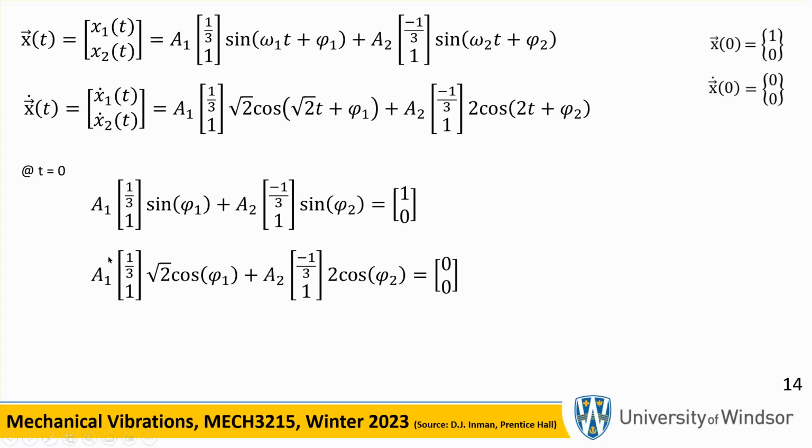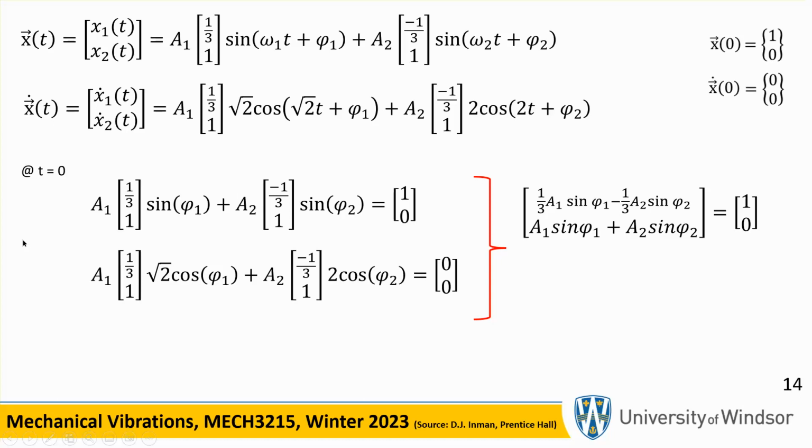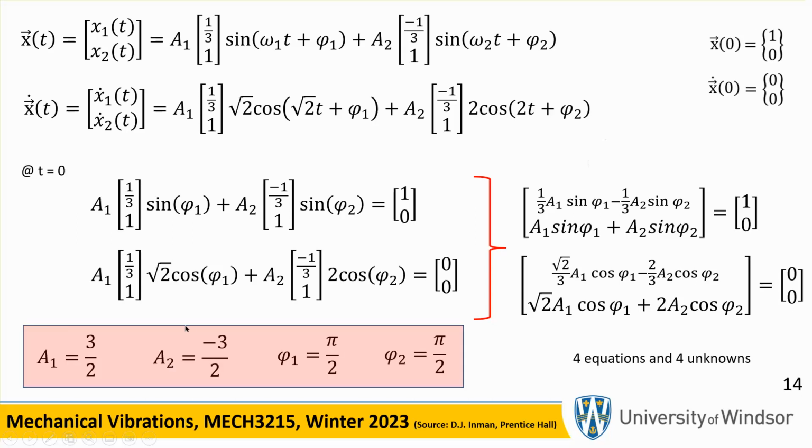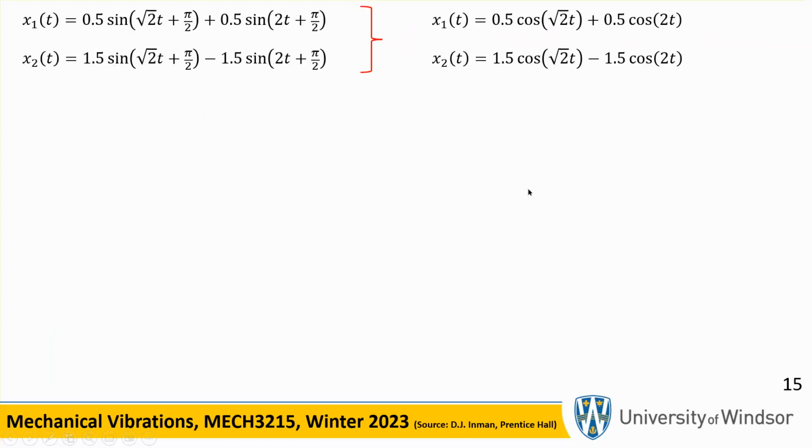4 equations, 4 unknowns. By hook or by crook, you have to solve it. This is one equation. These are 2 equations. These are the other 2 equations. This one is that top one. These 2 are that bottom one. Somehow you have to solve, and you're going to get this. So now that you have A1 and A2, you have the number A1 here, you have the number A2 there, you have phi 1 and phi 2, and you can plug these things in and you get your solution right there.